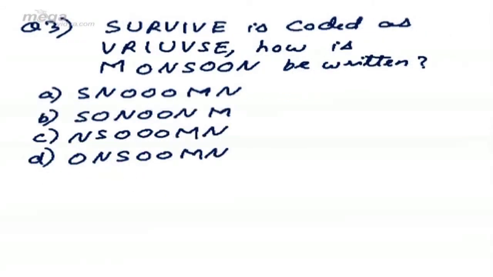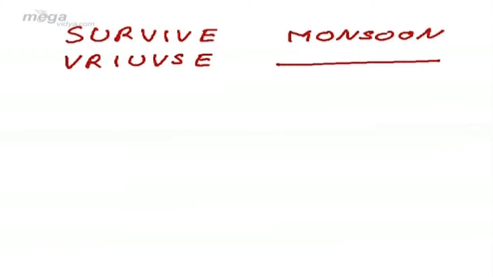My next question is, survive is coded as VRIUVSE. How will monsoon be written in a similar way? The four options are given to us. Now how do we analyze such types of questions? The question was, if survive is coded as VRIUVSE, how are we supposed to code monsoon?